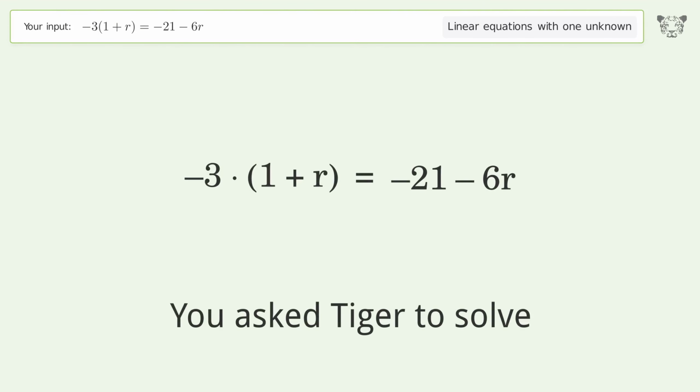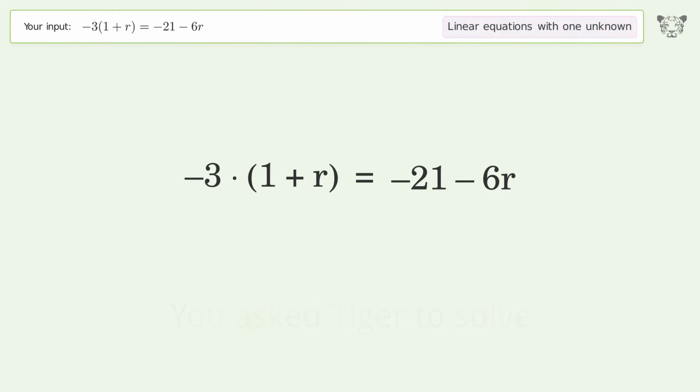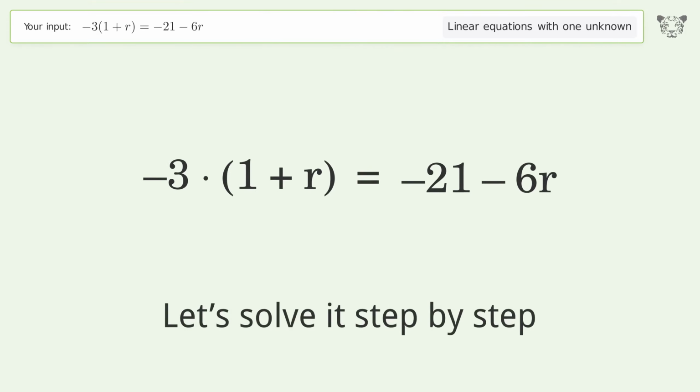You ask Tiger to solve. This deals with linear equations with one unknown. The final result is r equals -6. Let's solve it step by step.